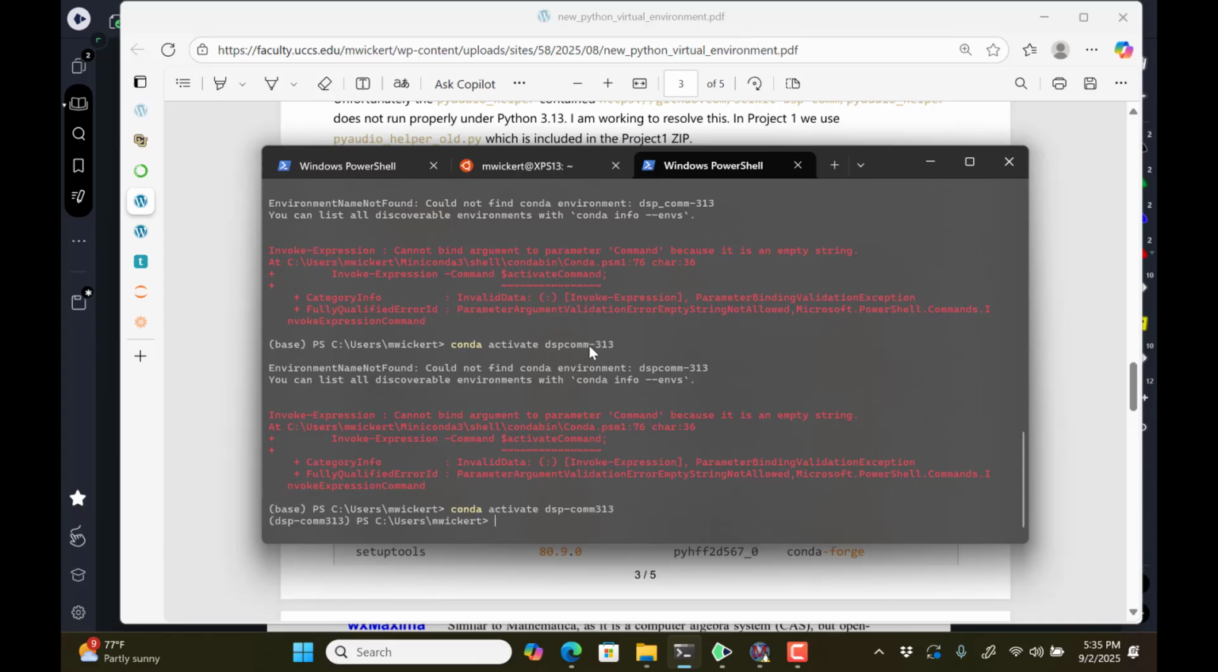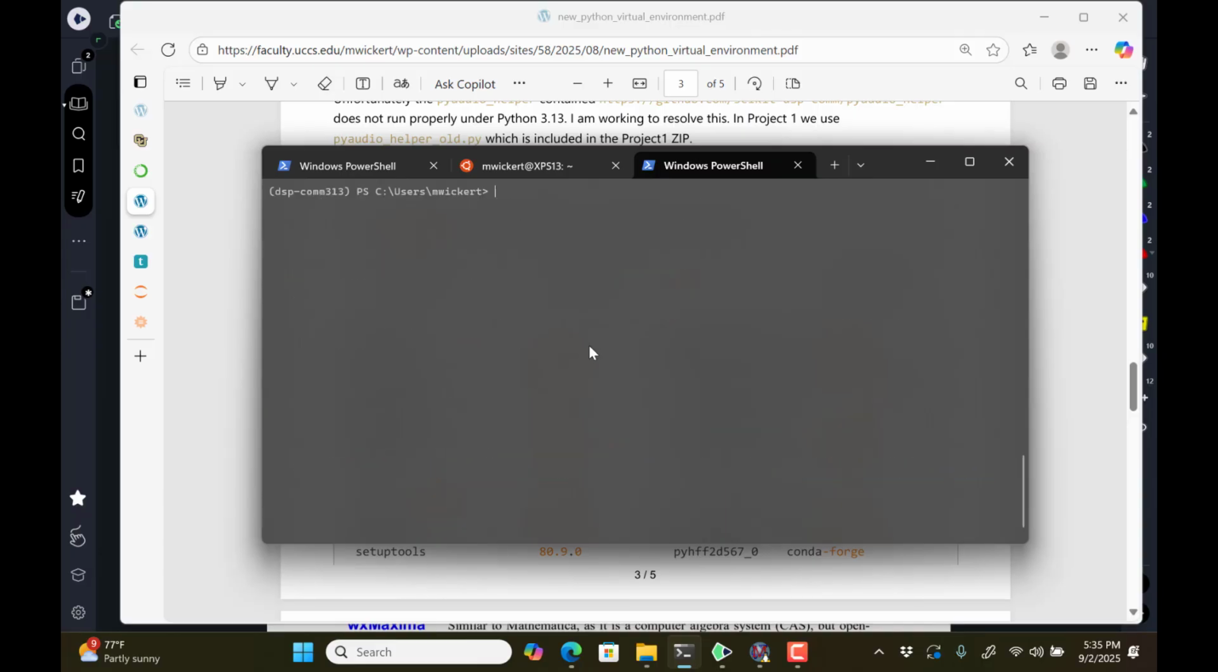Okay, see how I make mistakes all the time, but the last line there is telling me, you see the prepending DSP-COM313. So we're in the right environment. So I'm just going to go Control-L to clear it out, and I'll go conda list.